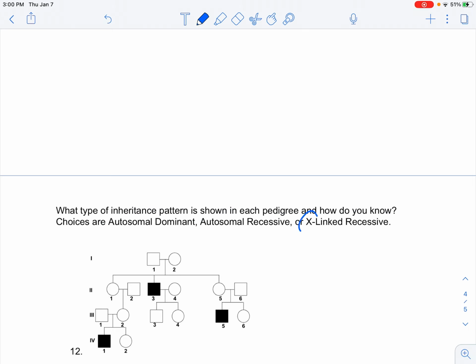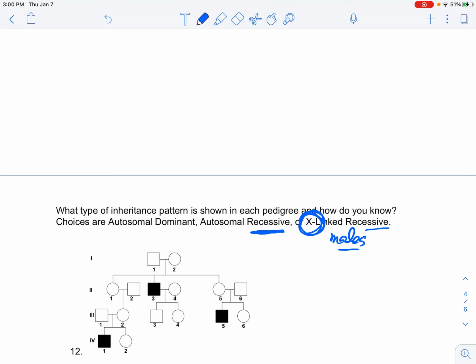If the trait is being passed on the X chromosome, remember that one of the things we saw at the top of this worksheet is that it's much more likely that males have the trait, right? And females would only have the trait if they had 2 copies of the allele, like for color blindness, which is rare. It's possible, but it's rare. So males are much more likely to have the trait being shown.